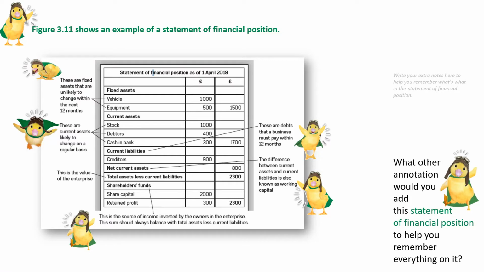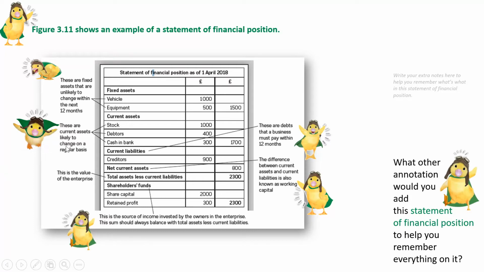These are fixed assets that are unlikely to change within the next 12 months. Vehicles and equipment, if you think about it, the prices don't go up daily or weekly. They do go up and down over time, but it's considered a large amount of time, so they're still classed as fixed assets.